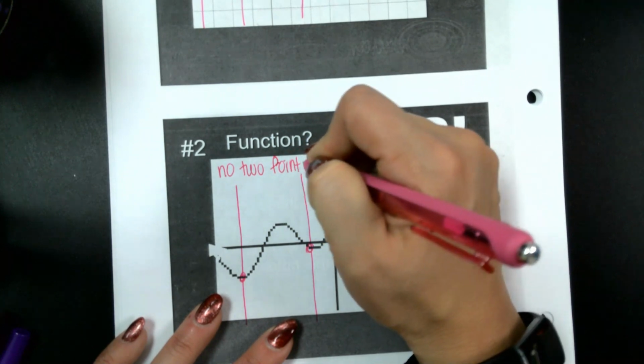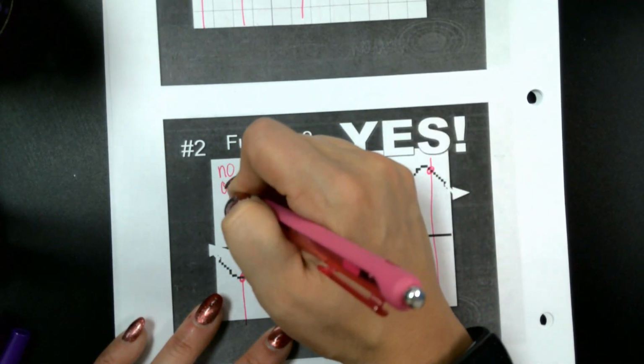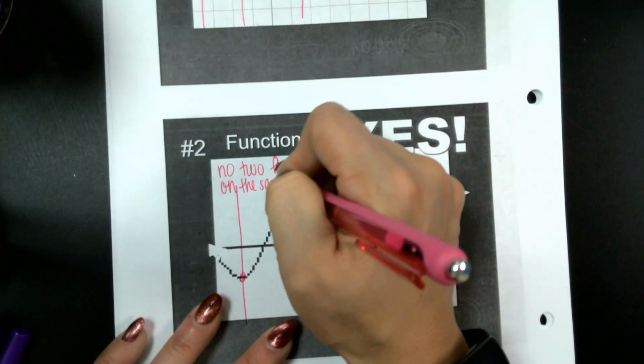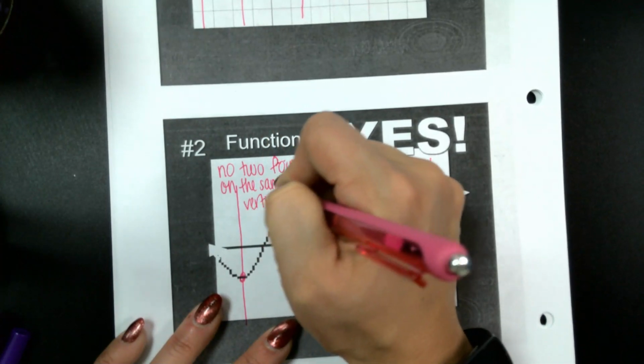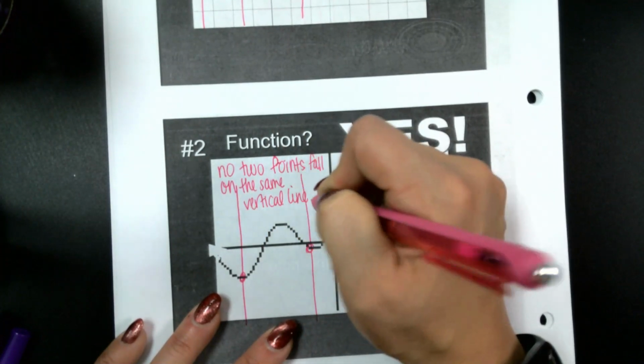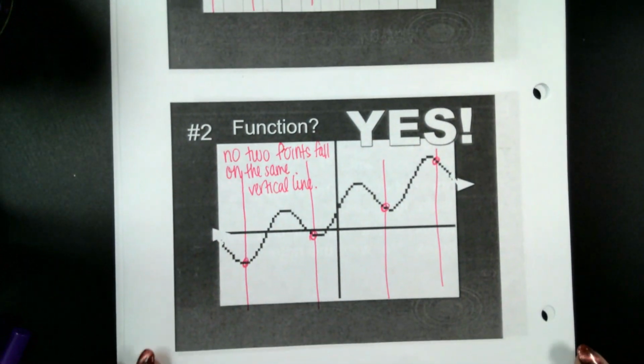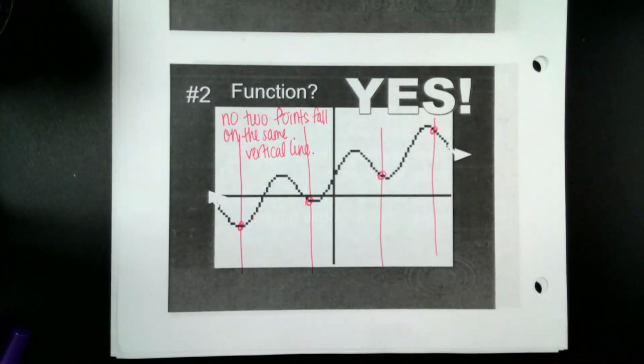No 2 points fall on the same vertical line. You'll even have to write this out today on your practice page. So when you guys are practicing, there are going to be some pictures and you're going to have to say yes or no and then tell me why. So is everybody good with those first two? Being able to see that the vertical line only crosses one at a time? Yeah. Cool. Okay. Turn the page.